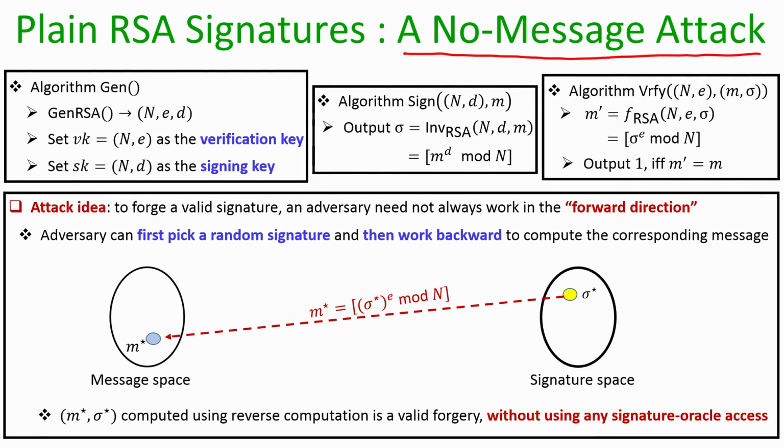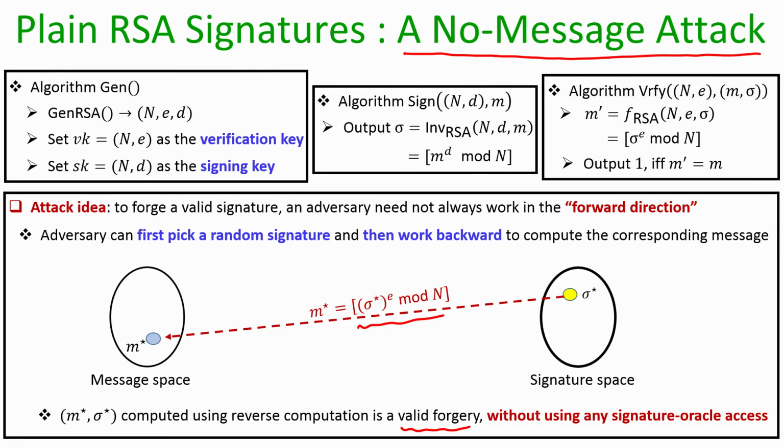And to compute m star, the adversary has everything at its disposal, namely it has sigma star, it knows the value of e and it knows the value of n, and hence it can easily compute m star. So, by walking in the reverse direction, the adversary could come up with a valid forgery even without any access to the signature oracle. It does not ask for the signature of any message of its choice, it just picks a signature and produces a corresponding message.